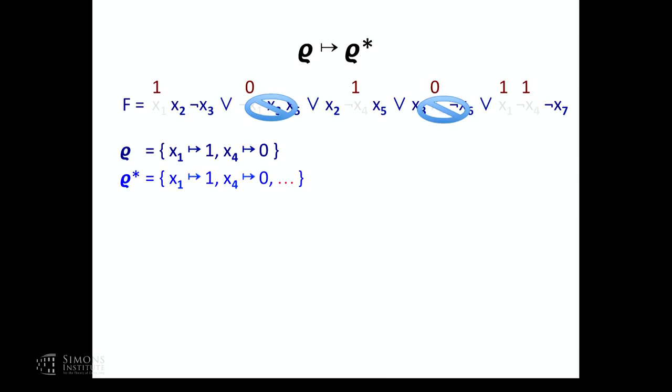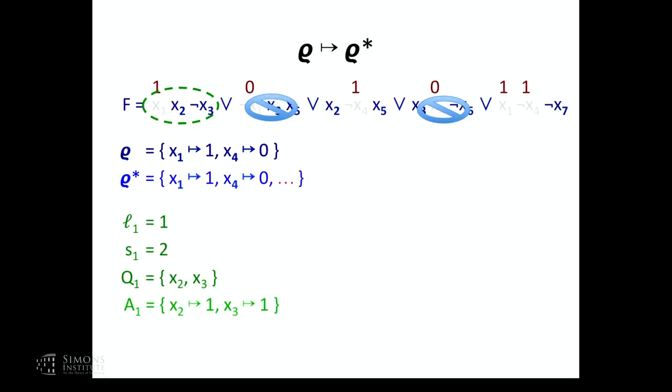Some of the clauses, however, get falsified, so we can kind of ignore those. And then in the canonical decision tree, we find the first relevant clause. In this case, the first relevant clause is the first clause. So L1 is 1. And there are two surviving variables there. The set of those variables is x2 and x3. Now the way we form rho star is we query these variables and we follow the answers on the longest path. Let's say that those happen to be set: x2 gets 1 and x3 gets 1.